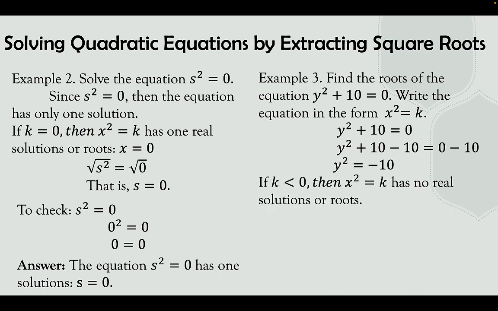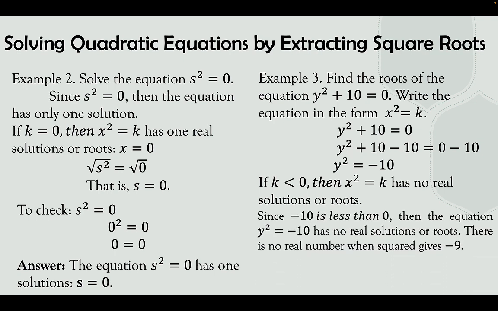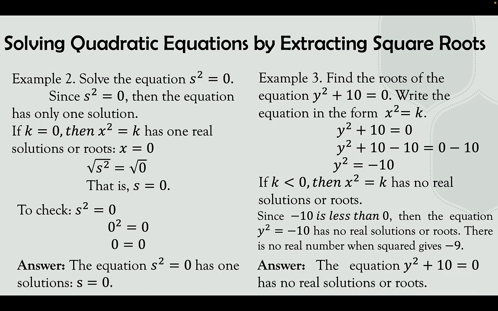Since the value of k is less than 0, that means there are no real roots or solution in the given equation. Since negative 10 is less than 0, the equation y squared equals negative 10 has no real solution or roots. There is no real number that when squared gives a negative number. So the answer for this one: the equation y squared plus 10 equals 0 has no real solution or roots.